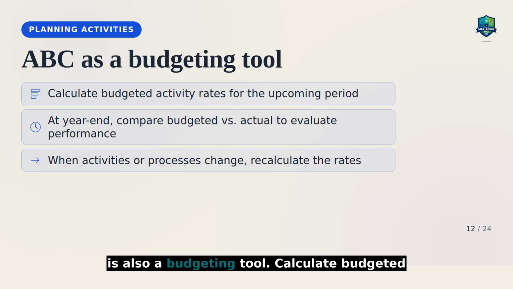ABC is also a budgeting tool. Calculate budgeted activity rates at the start of the year. Use them for planning and decisions. At year-end, compare budgeted to actual to evaluate performance. When activities or processes change, recalculate the rates. Same basic discipline as standard costing, but at the activity level.